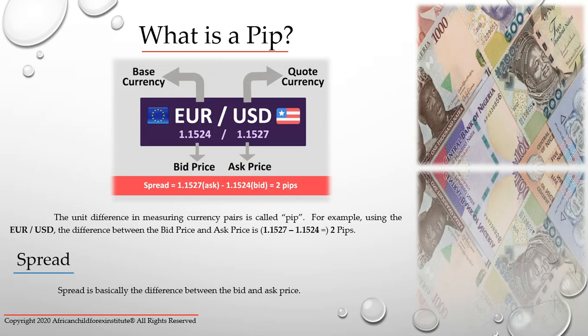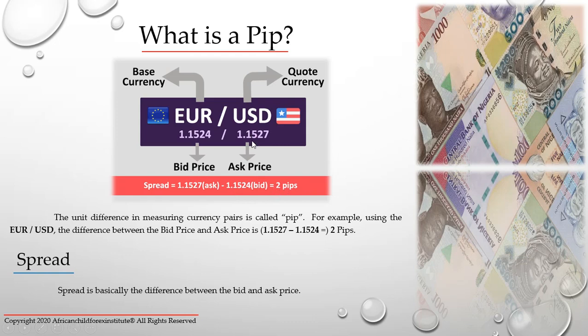Now, what is a pip? That's the next question. Remember we talked about base and quote currencies. Each currency has its own predefined value, which is a bid and ask price. Let's say the bid price for the euro is about 1.1524, and the ask price is about 1.1527. The difference between them gives you a pip. If you make the subtraction, you can see we have 2 pips.